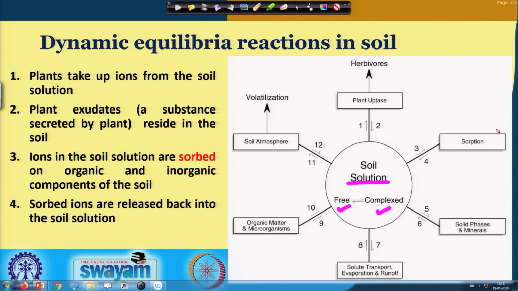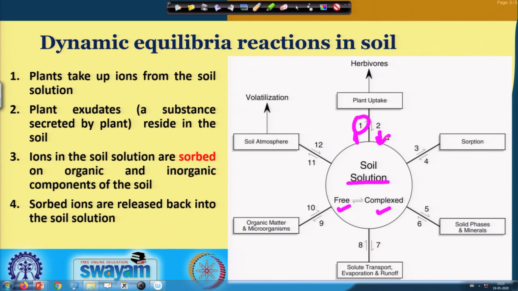So, let us start. First of all, the plants can take up the nutrients or ions from the soil solution, which we already see here by pathway 1, and at the same time plant exudates, substances secreted by the plant, basically reside in the soil, and from there will be movement of ions in the soil solution.